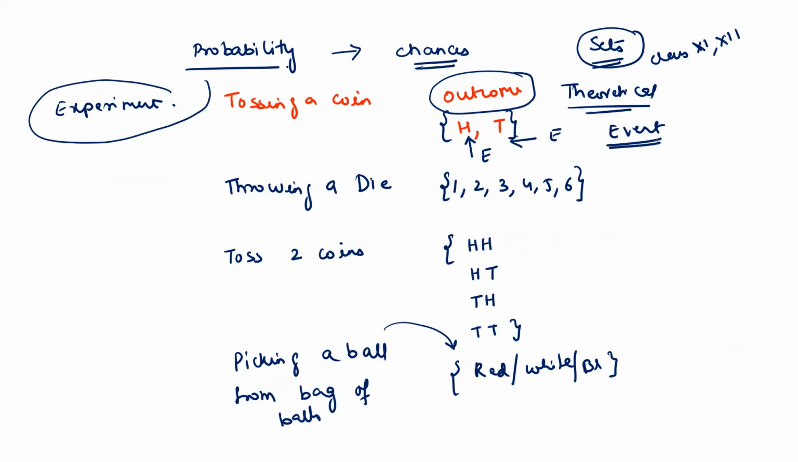An event is an outcome which can occur. How many events will throwing a die have? 6 events. How many events will tossing 2 coins have? 2 events or 4 events? 4 events. Tossing 2 coins, 4 events.